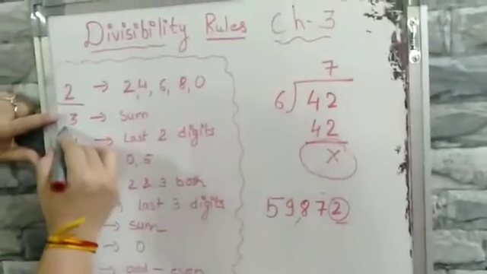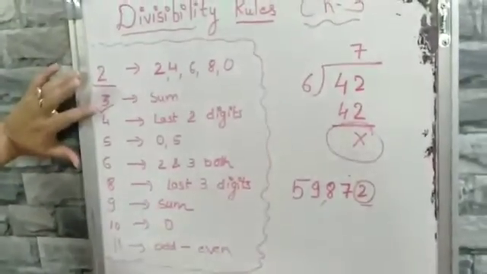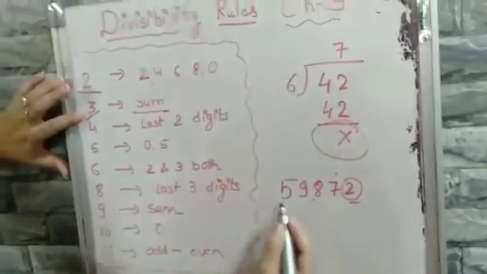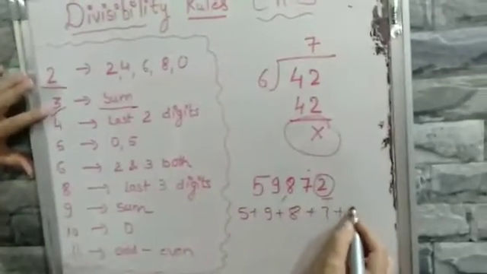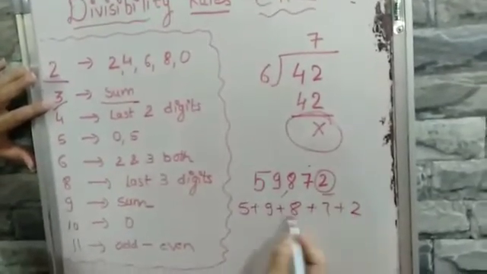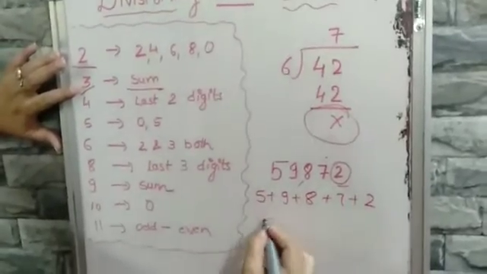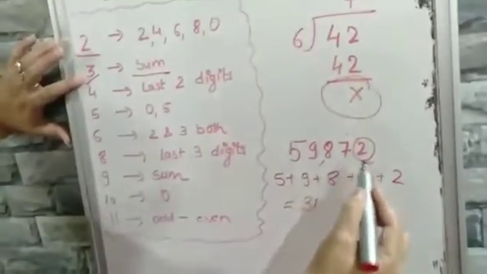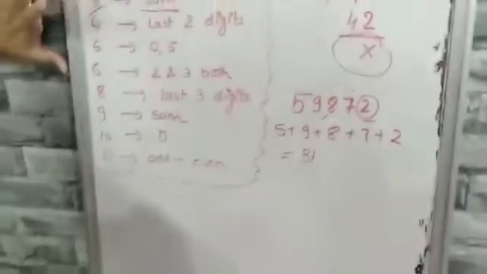Coming to the next, divisibility by 3. For finding the divisibility by 3, what you have to do? You have to find the sum of all the digits. Taking the same example, 5 plus 9 plus 8 plus 7 plus 2. 7 plus 2, 9. 9 plus 9, 18, 19, 26, 27, 28, 29, 31. 31 is not in the table of 3. Correct? That means 59,872 will also not come in the table of 3.